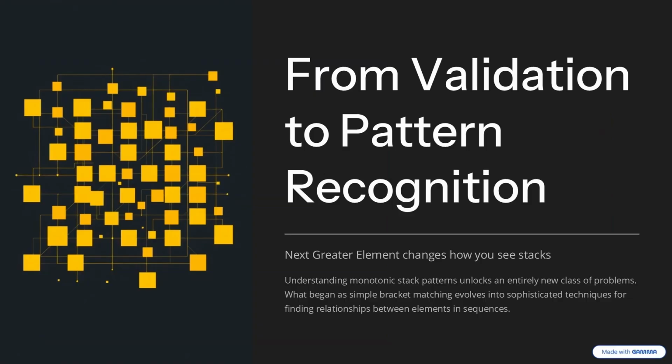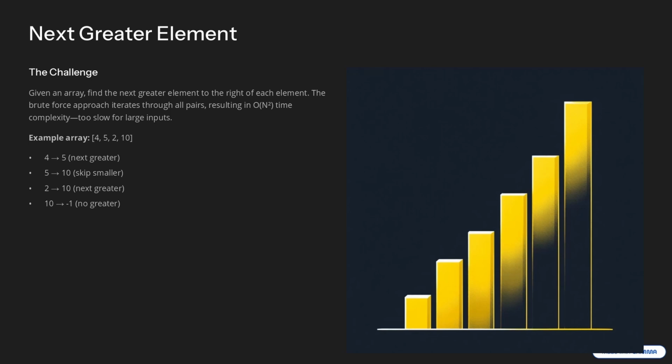Now we move to the real power of stacks. Next greater element. This is where stacks stop being obvious and start being clever. For each element in an array, find the next element to the right that is greater than it. Brute force compares every pair. That is O of n squared. We can do better.